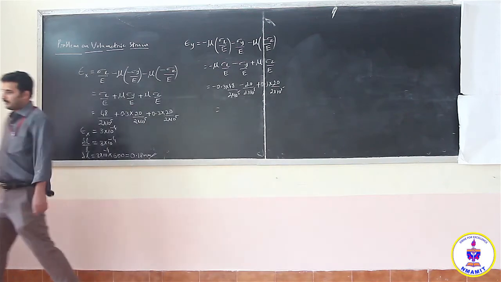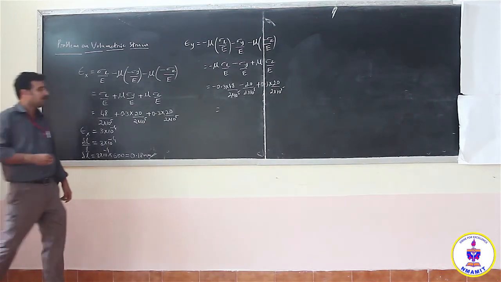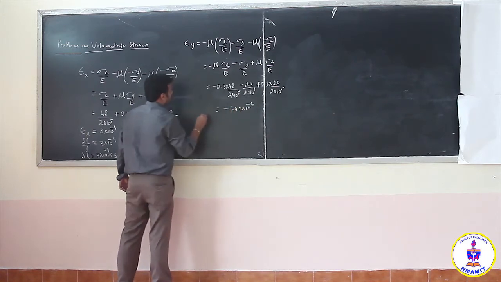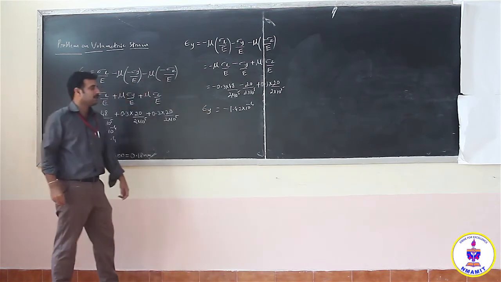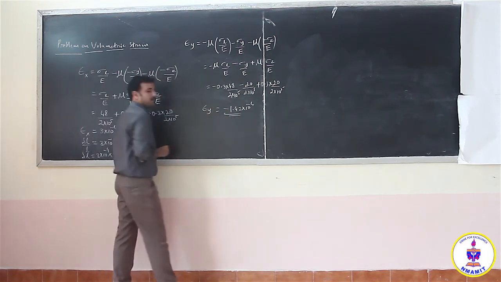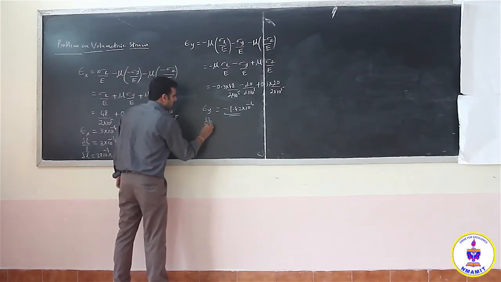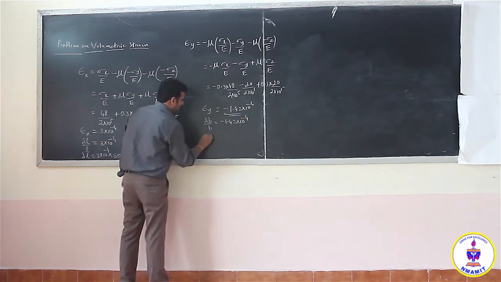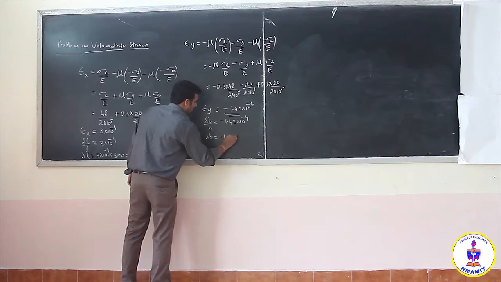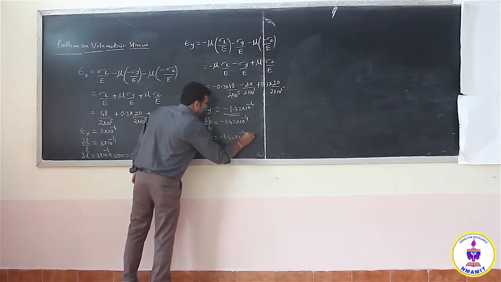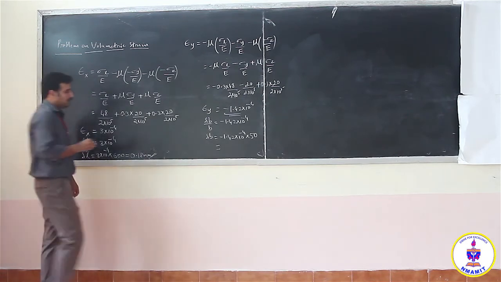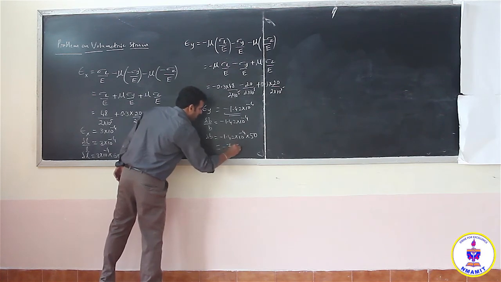So total strain along y direction equals minus 1.42 into 10 to the power of minus 4. So total strain along y direction, it is nothing but along the width. So change in width by original width is minus 1.42 into 10 to the power of minus 4. Change in width equals minus 1.42 into 10 to the power of minus 4 into 50. So it will be minus 7.1 into 10 to the power of minus 3 millimeter.